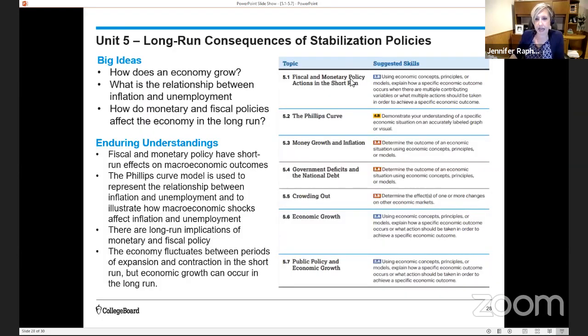So what we've done tonight is examined all of these topics to see really that the Phillips curve model is used to illustrate the relationship between inflation and unemployment. We talked at length about the long run implications of monetary and fiscal policy, and we talked about economic growth, how we graph it, what it looks like, and what influences the rate at which it occurs, both in terms of fiscal policy and monetary policy. So that brings us to an end to our lesson.